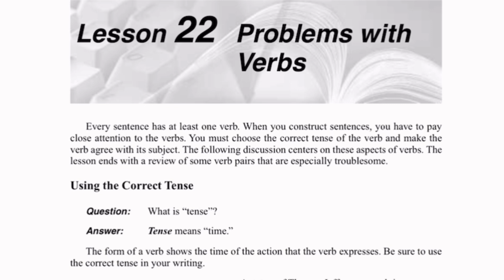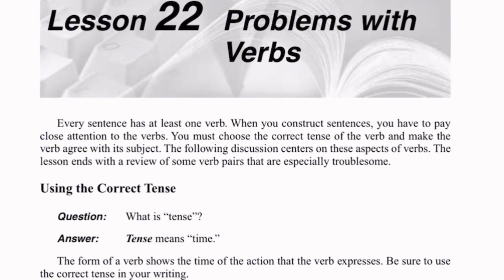The first problem that people have with verb is using the correct tense. What is tense? Tense simply means time. On this page, you are still going to see lessons on each tense in the English language. So the form of a verb shows the time of the action that the verb expresses. So when you are writing, be sure that you are using the correct tense. Be sure that the tense is showing the correct time that your action happens.